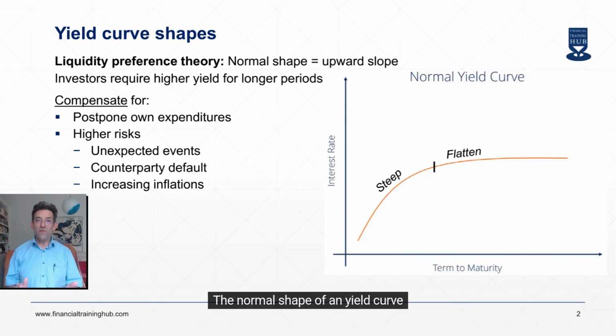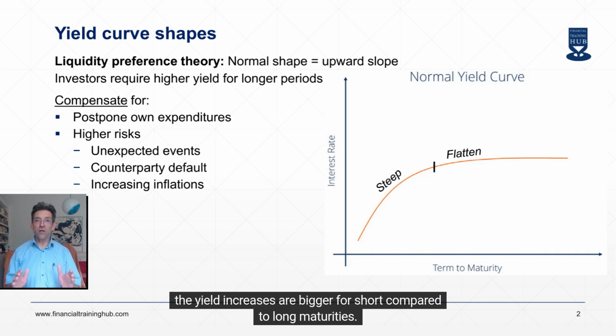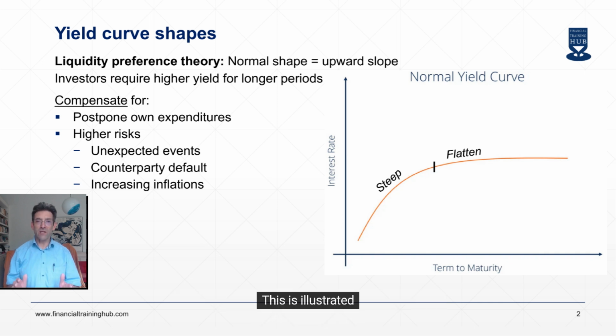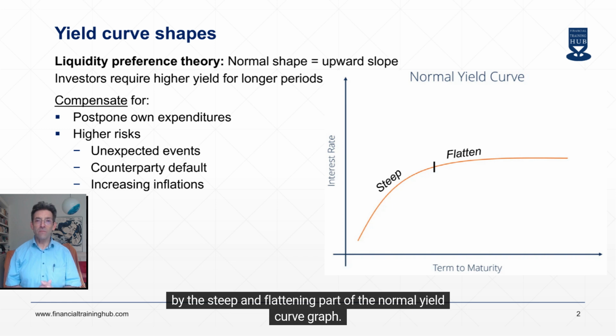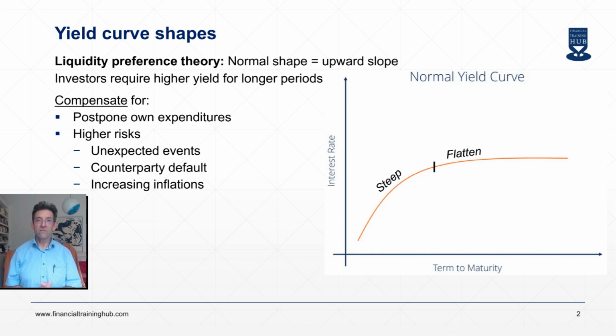The normal shape of a yield curve has an upward slope. Generally, the yield increases are bigger for short compared to long maturities. This is illustrated by the steep and flattening part of the normal yield curve graph.